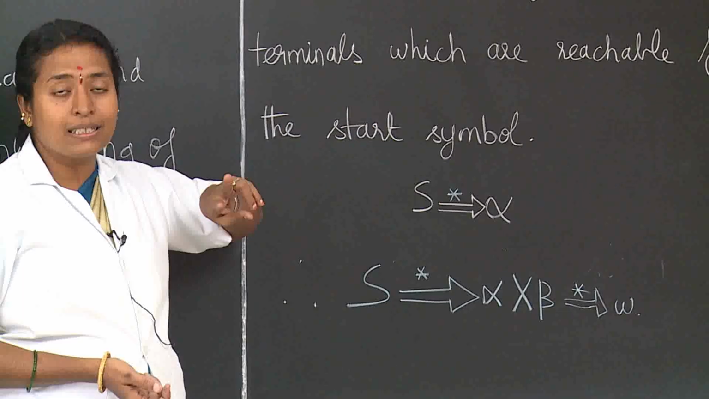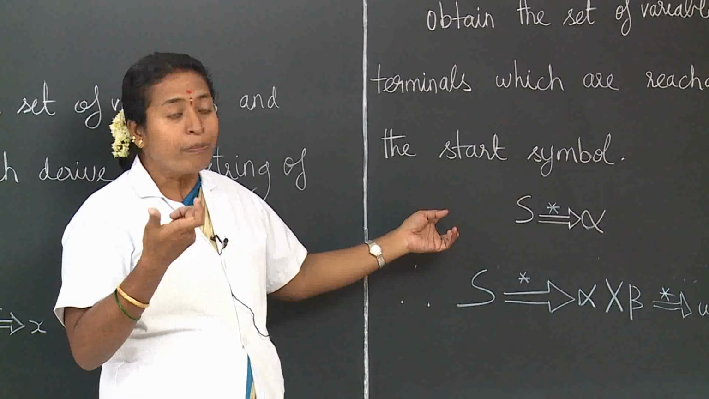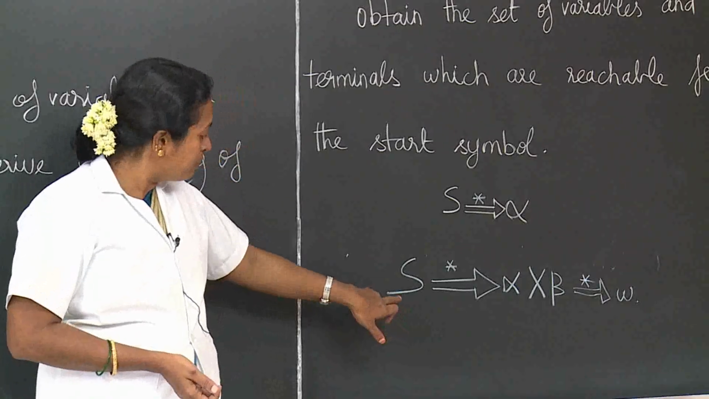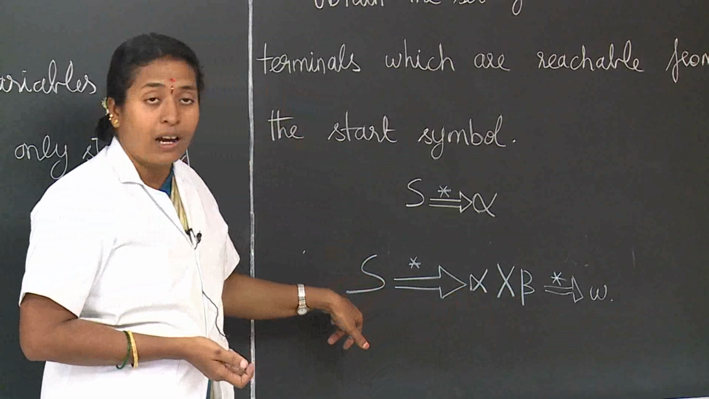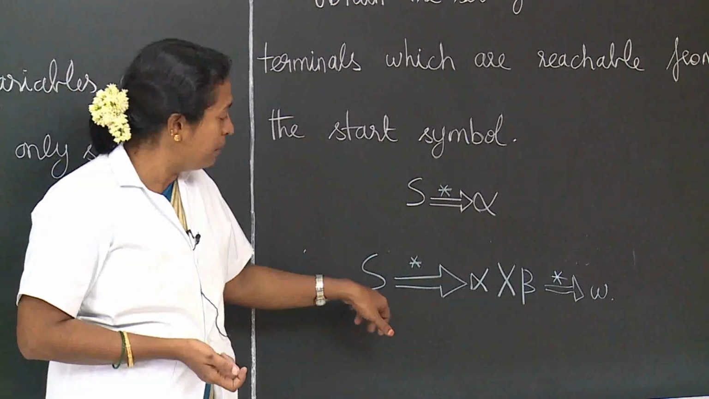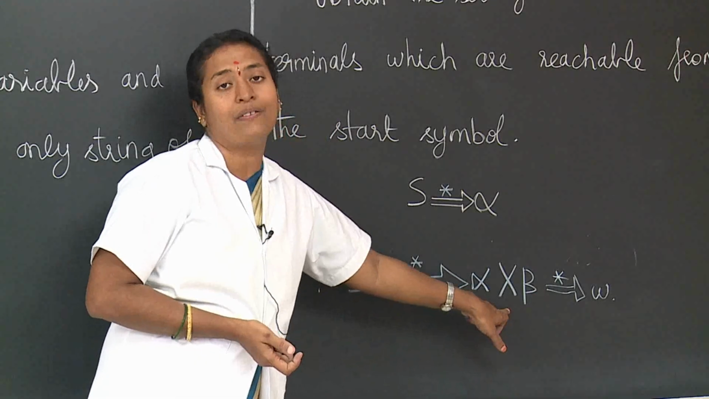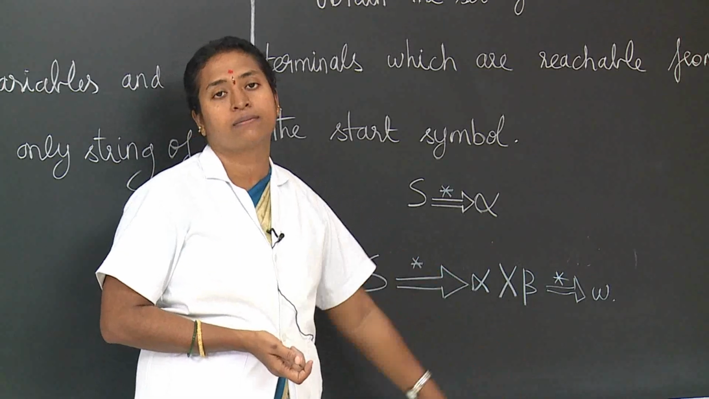Okay, these are the two stages. If the two stages are not satisfied, then that variable is a useless symbol. So the production should be such that, if we consider X, X should be reachable from S, the start symbol, and it should derive a string. Then X is useful. Otherwise, X is a useless symbol, and we have to eliminate such symbols.